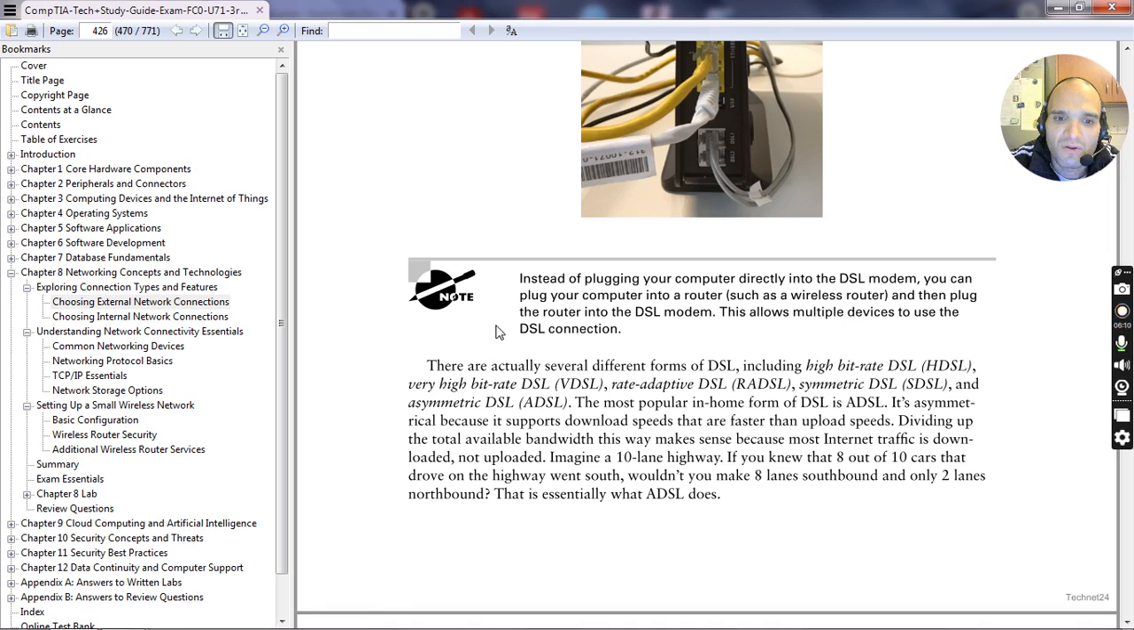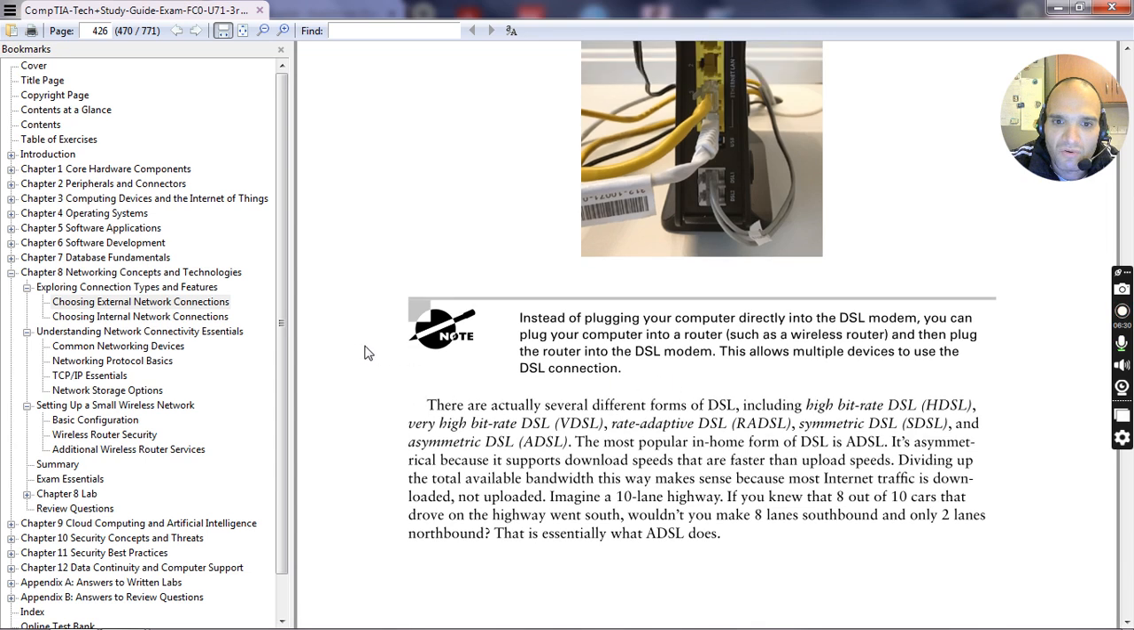And as a note, instead of plugging your computer directly into a DSL modem, you can plug your computer into a router, such as a wireless router, and then plug the router into the DSL modem. This allows multiple devices to use the DSL connection. Again, you can plug your computer into a router, such as a wireless router, and then plug the router into the DSL modem.